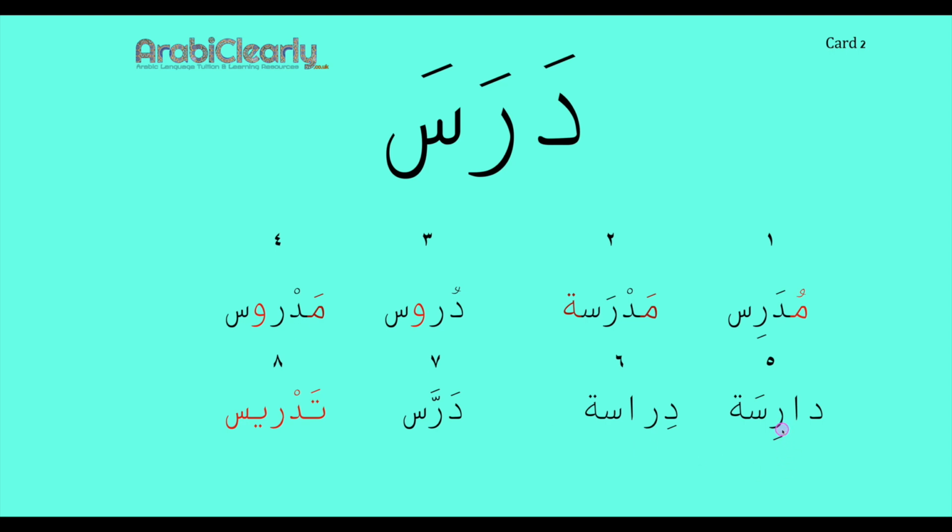Darse. Darse is the active participle, our fifth derivative here, and the clue is having the aleph after the first consonant. So darse, studying. Our sixth derivative is dirase. Dirase is studying, that's the verbal noun.